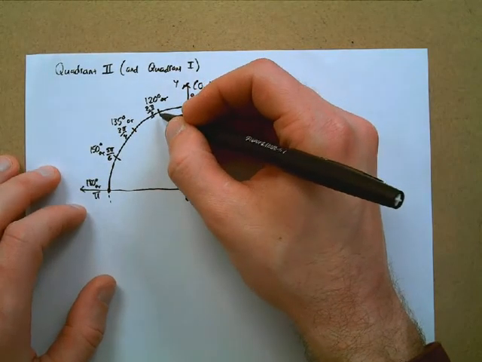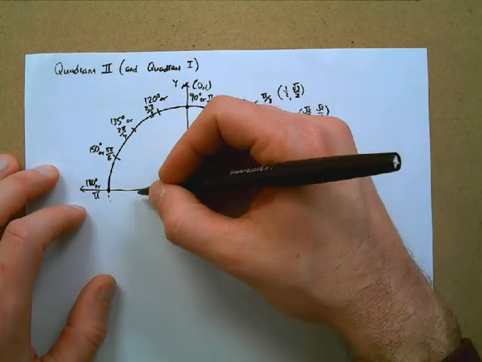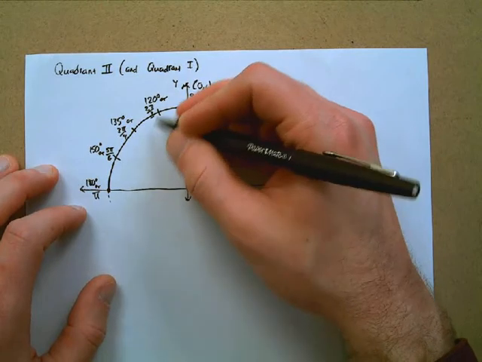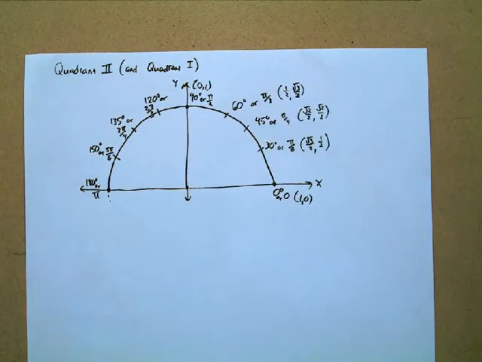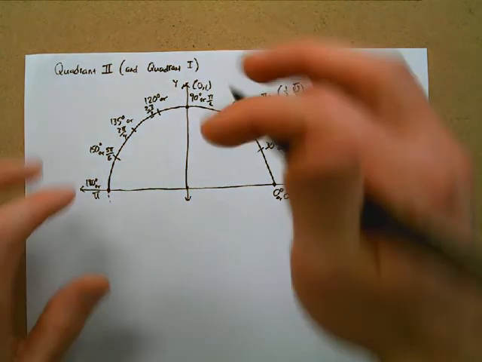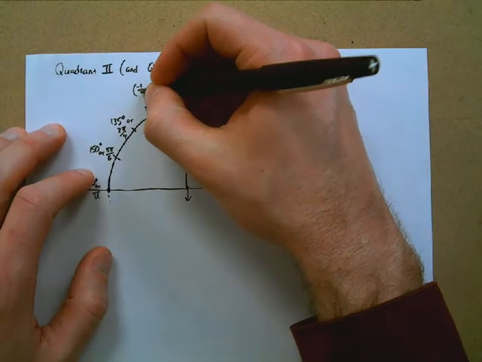Okay? And the 180 degrees or pi, that one we can even come up with without using the reflection idea. We're going 1 in the negative direction here, and so the coordinates would just be negative 1, 0, like that.